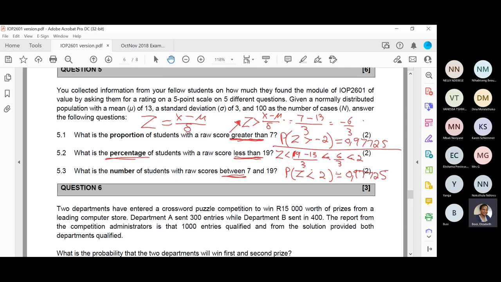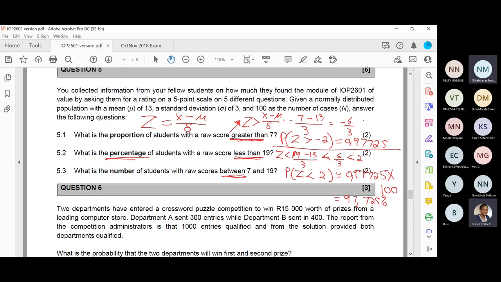0.97725. But remember it says what is the percentage of the score of the students. So we're going to have to multiply this by 100. And the answer here will be 97.725%, or you can leave it as 2 decimals, which will be 97.73%, or you can leave it as 1 decimal and it will be 97.7%, and that will answer 5.3. Now 5.3 is asking you to find the actual number of students that falls between that.